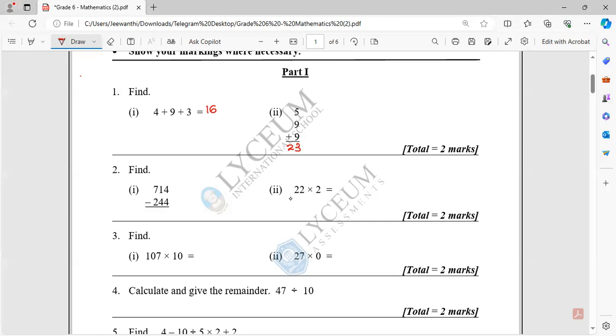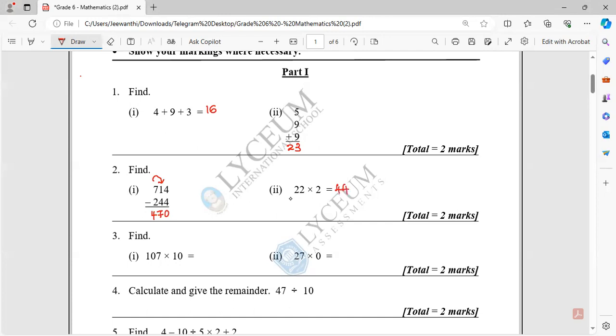You want to do the subtraction. 4 subtract 4, 0. 1 subtract 4, no you can't. Therefore you have to borrow from the next door. That becomes 11. So then 11 take away 4 becomes 7. Now here you don't have 7, you have 6. 6 take away 2, it is 4. Right? Then the next one, 22, you multiply by 2. Very easy. The answer is 44.